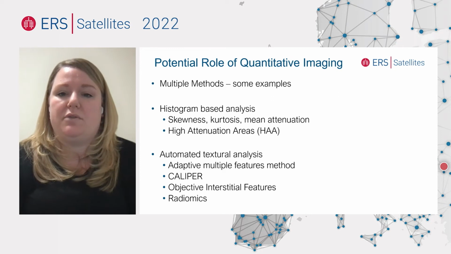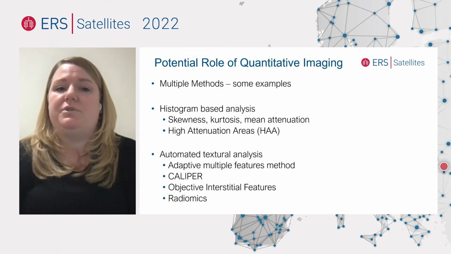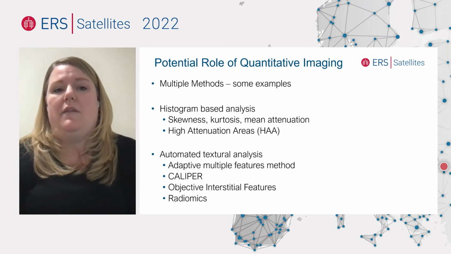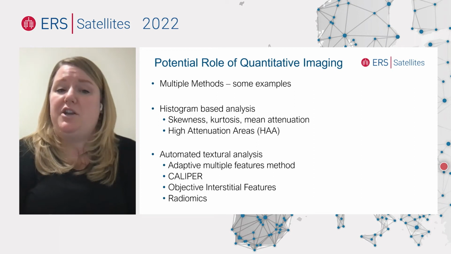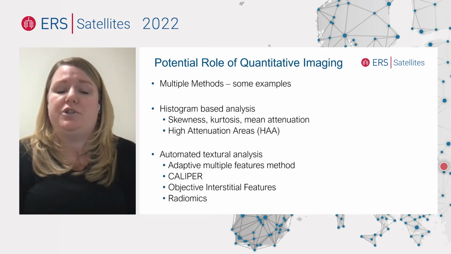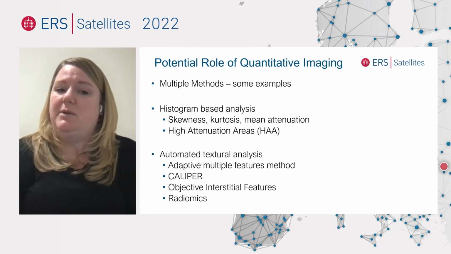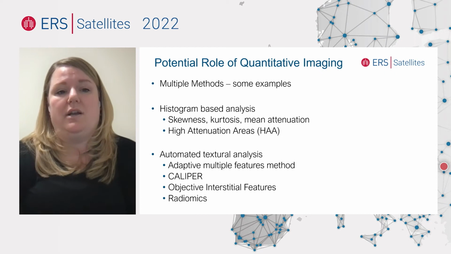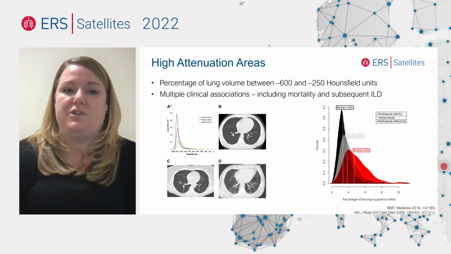So I want to just briefly touch on the role of quantitative imaging. There are multiple methods out there. These first three look at just the attenuation on CT scan, meaning how much is dense, looking like water versus looking like air. And the idea being that more fibrosis looks denser on imaging. And then there are multiple other tools that use objective identification of features.